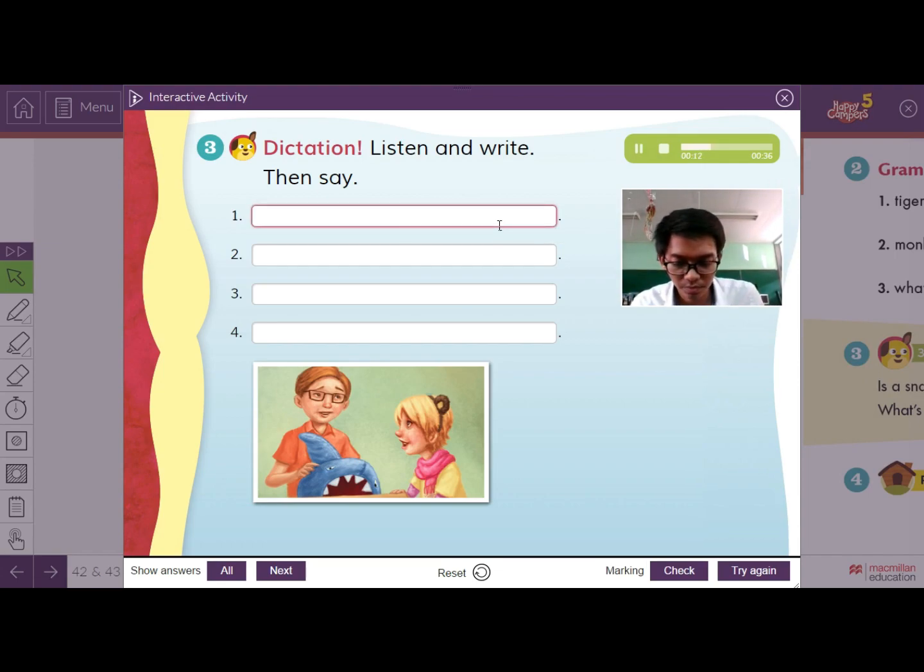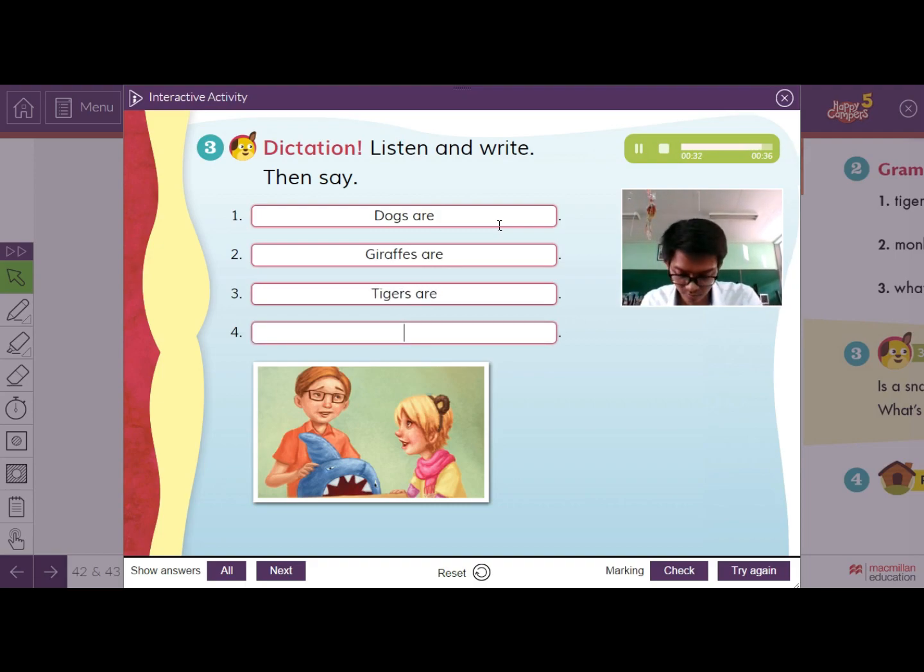1. Dogs are noisier and friendlier than cats. 2. Giraffes are quiet and fast. 3. Tigers are slower than cheetahs. 4. Sharks are meaner than dolphins.